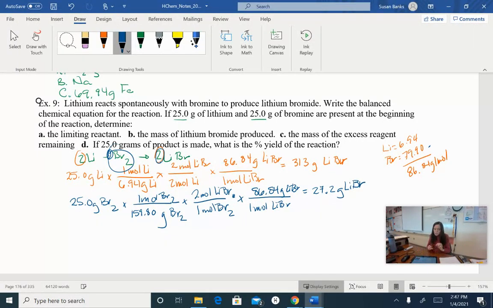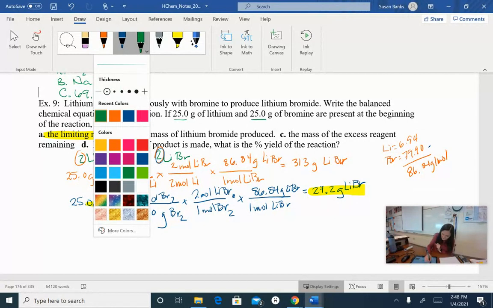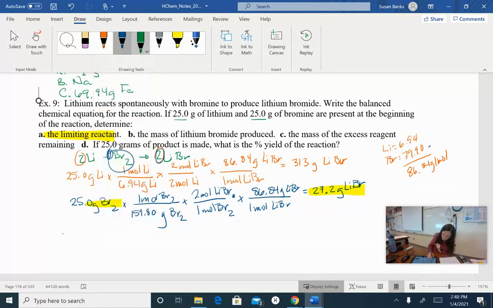Okay, so what I need to look for is the limiting reagent. I need to look for the smaller of the 2, right? Limiting reagent, this is smaller. So my bromine is limiting. So for A, my limiting reagent is my bromine. That is limiting.